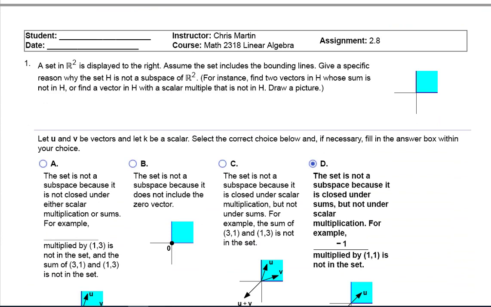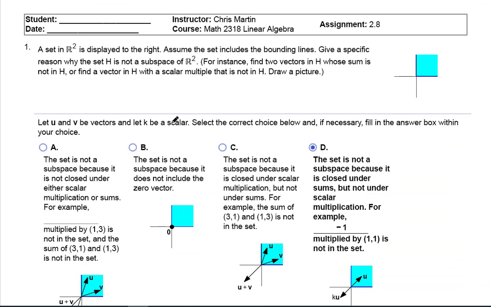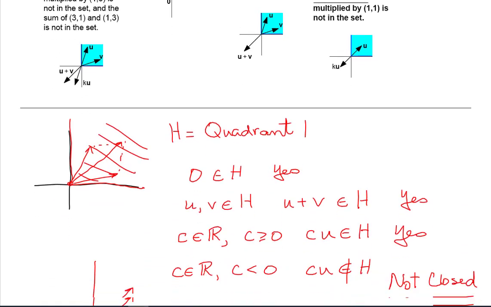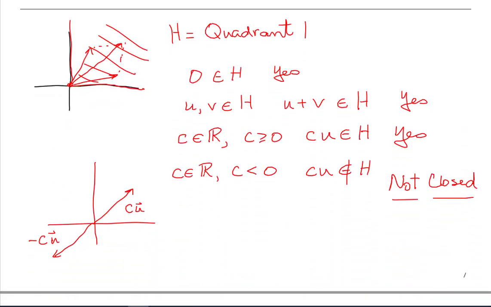Alright, so looking at the homework. In question 1, we are given things in quadrant 1 here. That includes the positive axes. It includes the origin. The question is, is that a subspace or not? So let's see. Here's H. Is it a subspace?